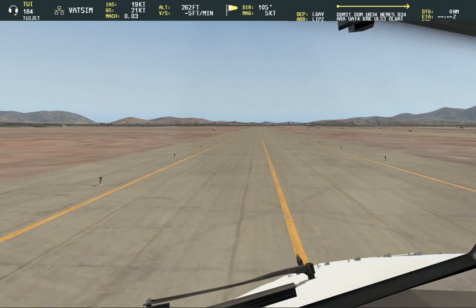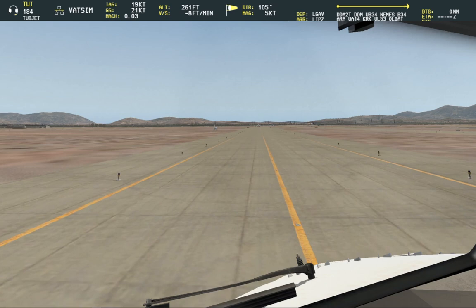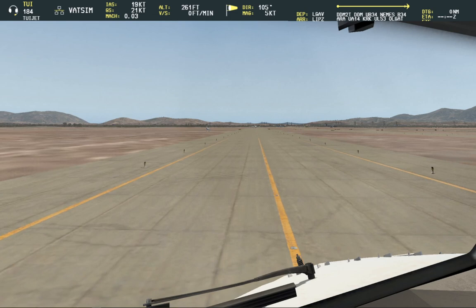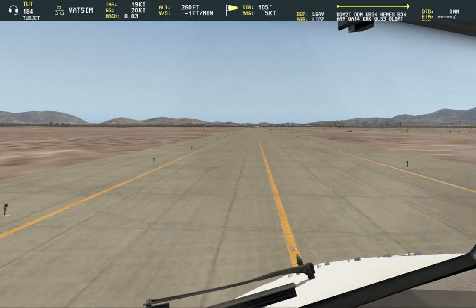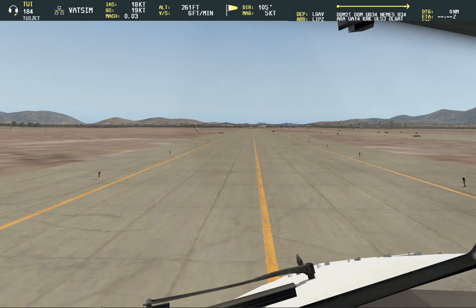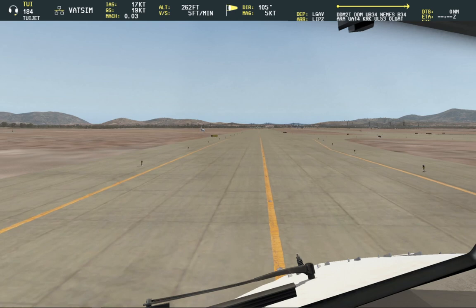Olympic 4905, contact tower 118.625, bye bye. Tower 118.625. Thank you. Speedbird 641, ready to taxi. Speedbird 641, taxi holding point runway 03 right via Echo Delta 4 Delta. Echo Delta 4 Delta to holding point 03 right. Speedbird 641. Twidget 184, contact tower 118.625, bye bye. 118.625, Twidget 184, yassas. Aegean 6 Delta.